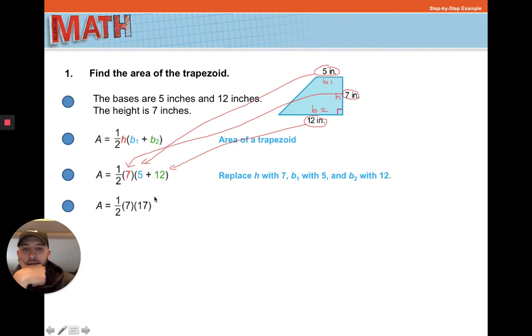As you can see here, their next step was to solve what is inside the parentheses, just like we were talking about. 5 plus 12 is equal to 17, and then they just rewrote the rest of their problem. They did not use the 1/2 of the 7 yet, so they just brought it straight down.